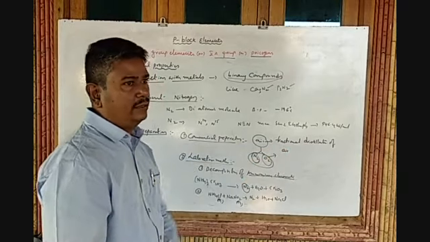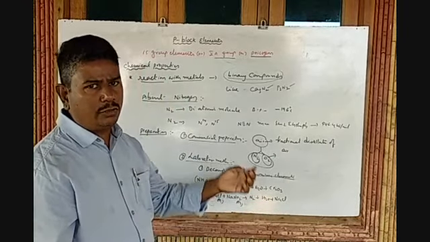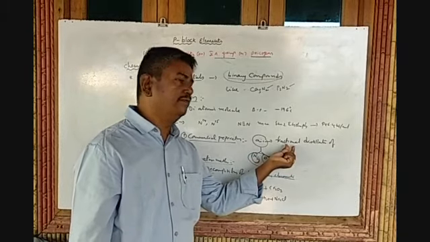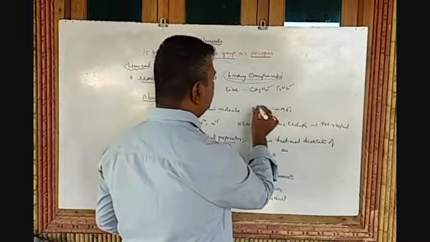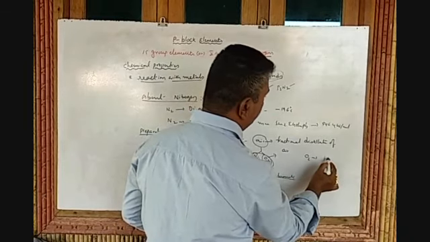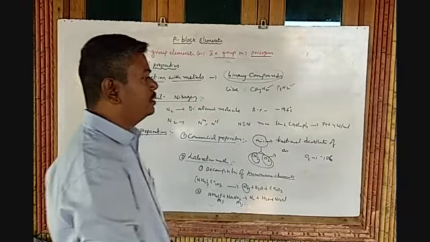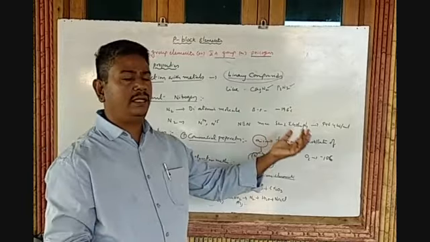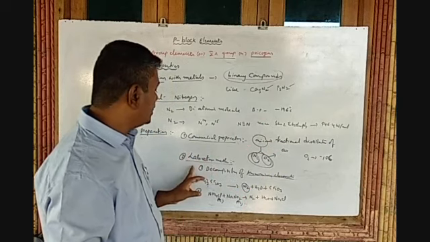By the commercial method, it is prepared by fractional distillation of air, because air is liquefied by the Joule-Thomson effect and after that it is distilled. Nitrogen has the lower boiling point, and oxygen's boiling point is near about minus 186. So it requires a higher temperature, so oxygen is distilled off and the nitrogen is left over. By this method we prepare nitrogen commercially.